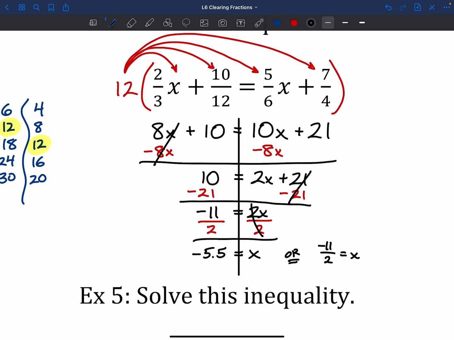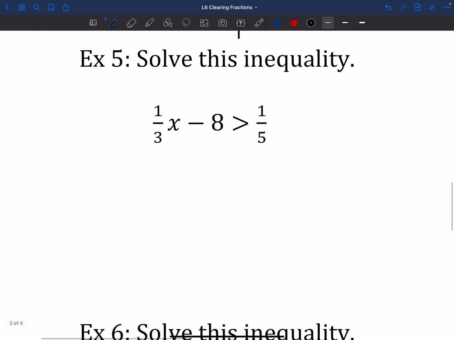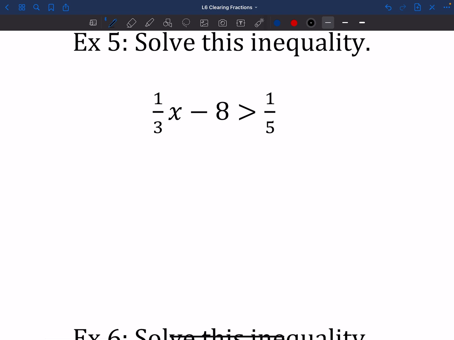All right. So let's take a look at another one. Whew, this one doesn't look so bad. It's an inequality, but as we know, inequalities are pretty much the same thing as equations. We might just have to flip the sign whenever we multiply or divide, right? So let's take a look here.